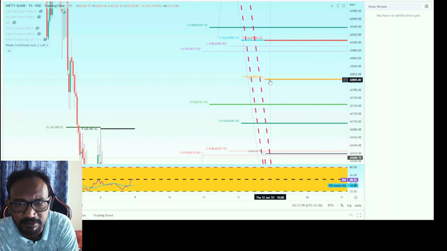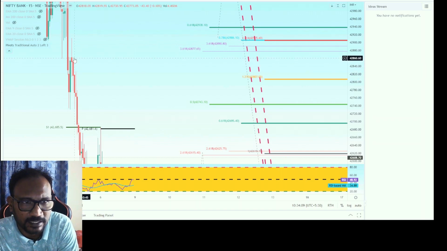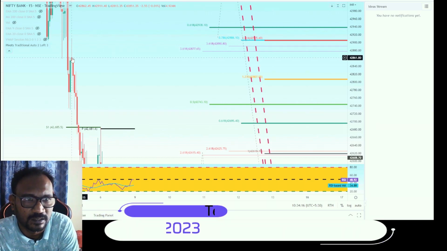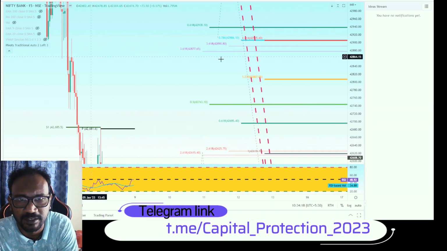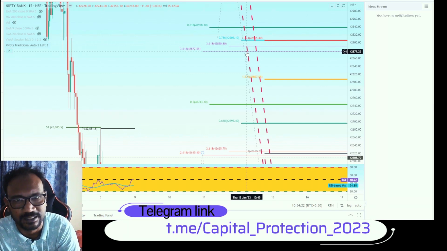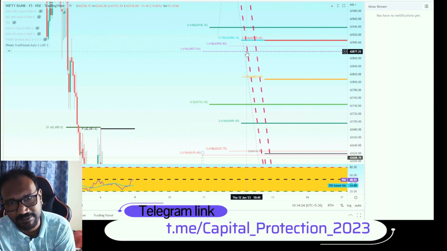Then we have 42,807, but I would skip this because it's only about 50 points, plus it's not sinking with this. But if I look at this, this is where the peak of it comes. So this is good. And from here to here, only 10 points difference. So I would take this as my next level of resistance, 878.